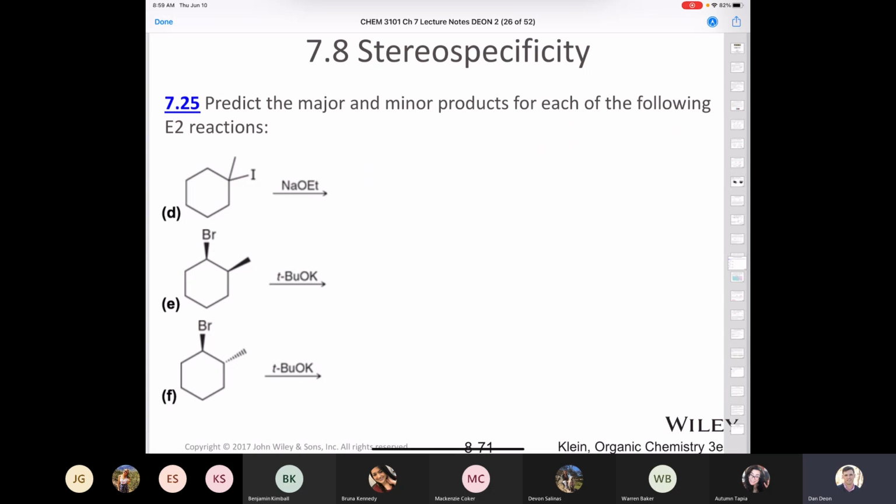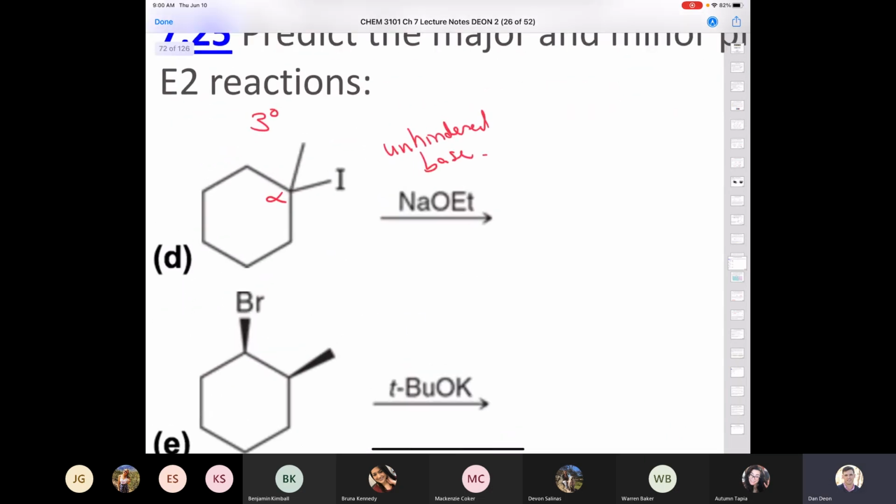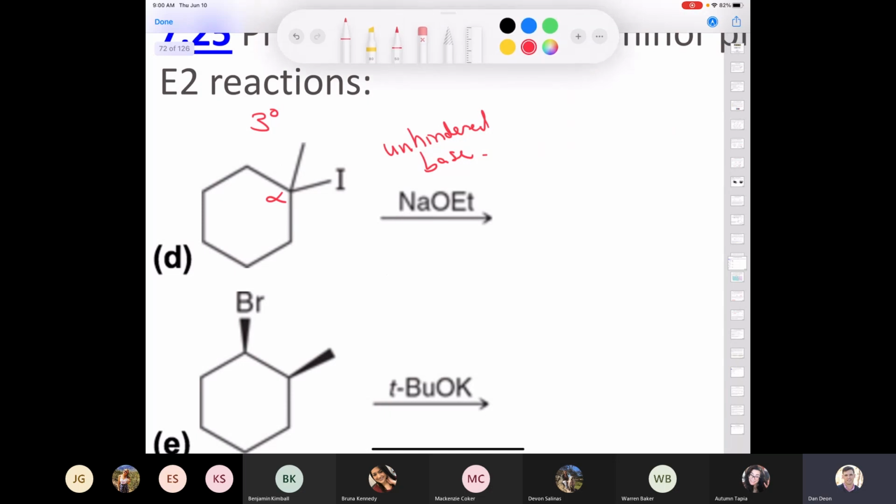Anyhow, let's take a look at this one. It just says predict the major and minor products that you would get from these E2 reactions. Look, we've got a tertiary alkyl halide. We've got an unhindered base. They're telling us it's going to be an E2 reaction. This is our alpha carbon, but there are 2 types of beta carbons, aren't there? I have this beta carbon that I'm going to write a blue B next to, so that's got a proton on it. And then I also have these 2 beta carbons, which are identical because this isn't a stereocenter. I'll just choose this one here, and there's a proton here.